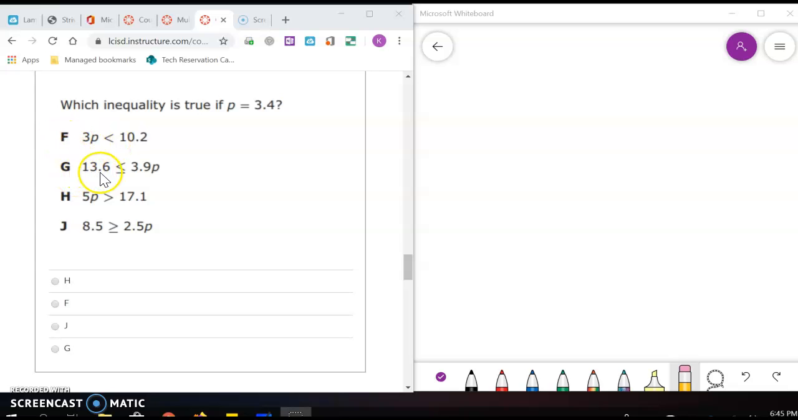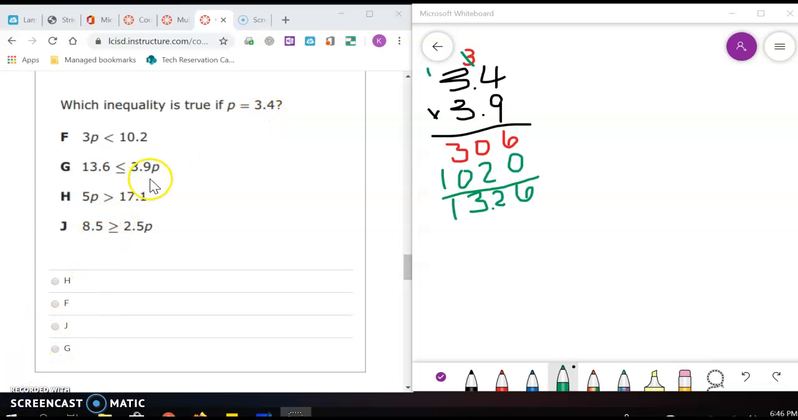good. G, 13.6 is less than or equal to 3.9p. So in this one, we would need to multiply 3.4 times 3.9. Okay, so I went ahead and multiplied 3.9 times 3.4, and I got 13.26, which is not greater than 13.6. So G is out because of the symbol. Next, we would look at H. 5 times 3.4 should be greater than 17.1.